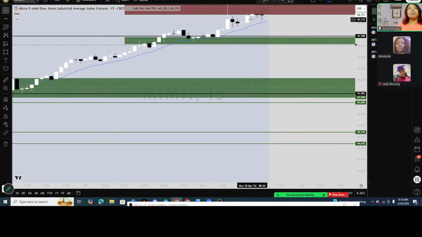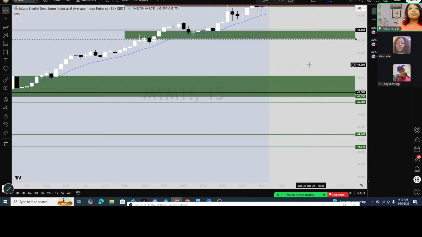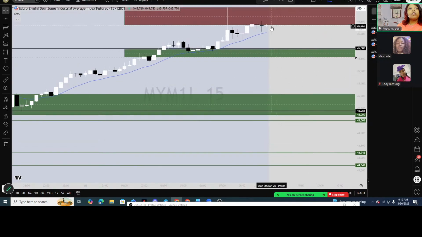No fair value gap here, none here. I think there's one right here. So if price continues to come down from here, then you can decide that your entrance is here too. This is an area of fair value gap.